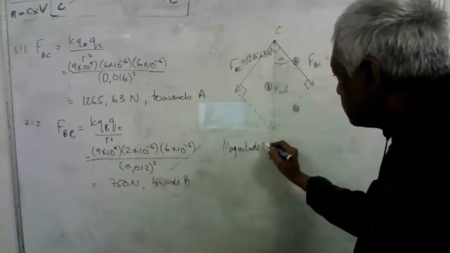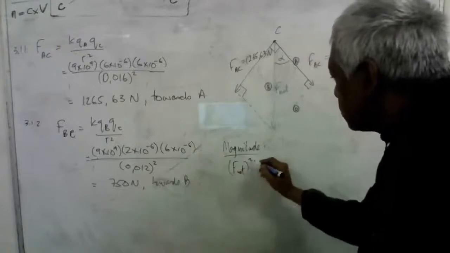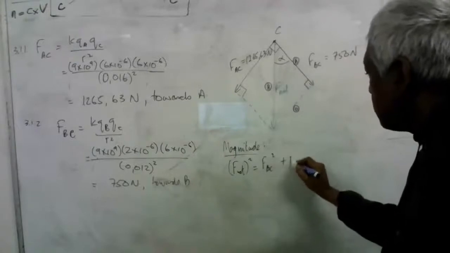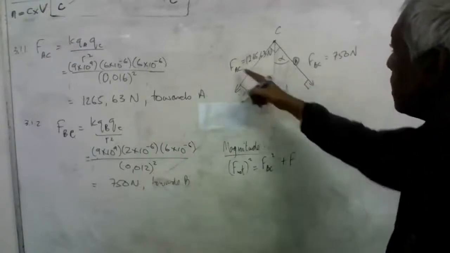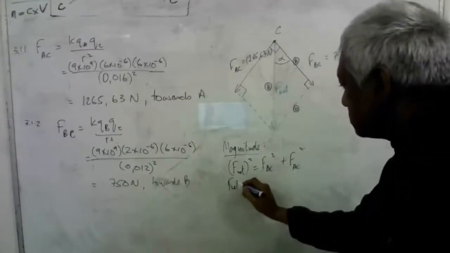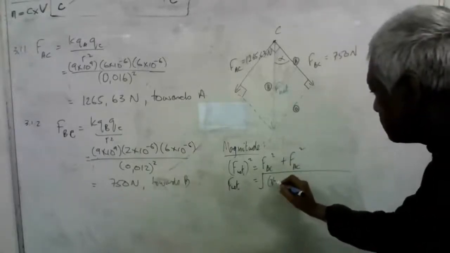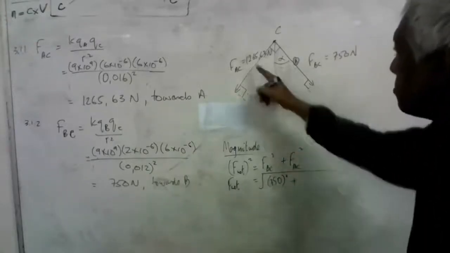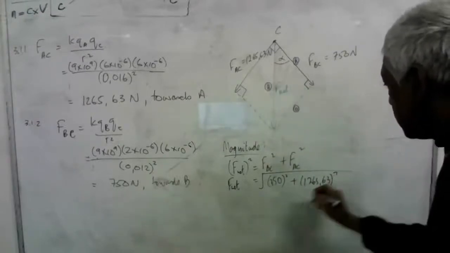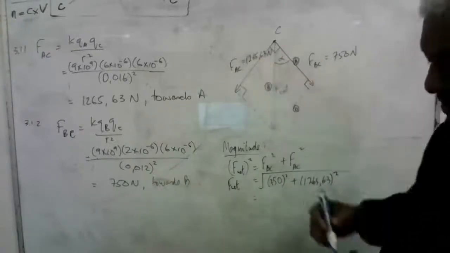Right, so the magnitude. Hypotenuse, so that's F net squared, will equal to F BC squared plus F AC squared. So that F net will then be the square root. Now BC was 750 squared plus 1265,63 squared. So the answer that you get must be larger than that, because it's obviously the hypotenuse.